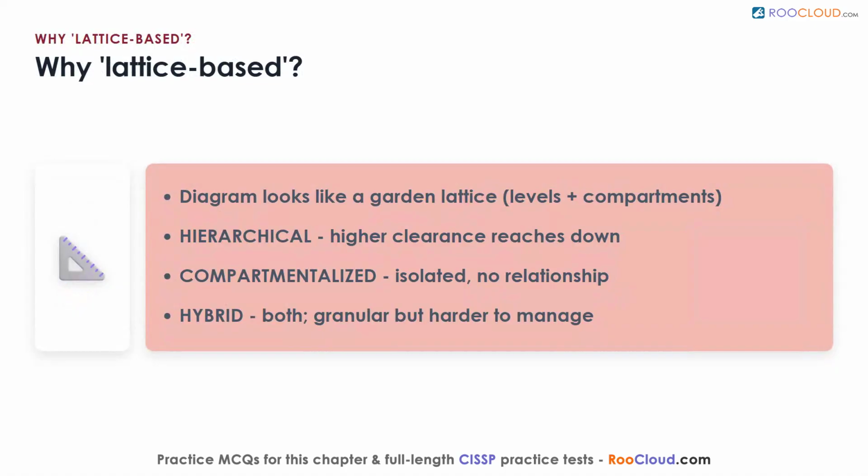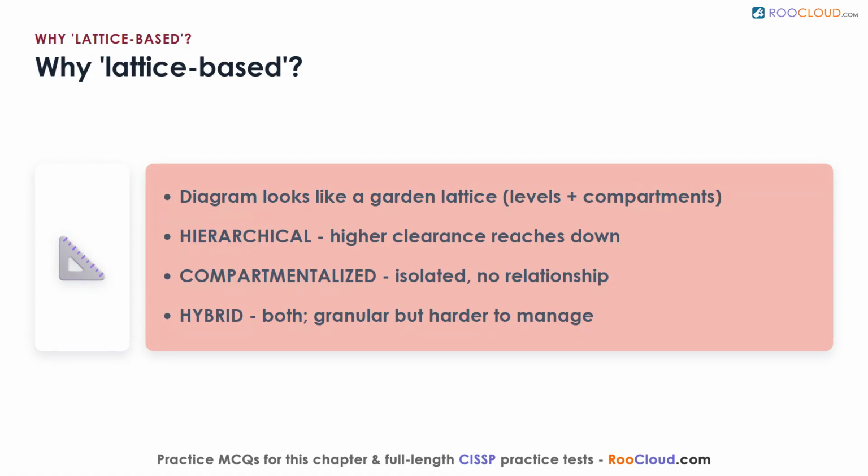Why is mandatory access control called a lattice-based model? Because when you diagram the labels and compartments, it looks like a garden lattice, the crisscross frame you train climbing roses on. Horizontal lines mark the upper edge of each classification level, and small compartments sit within them for extra separation. Classifications run in one of three flavors.